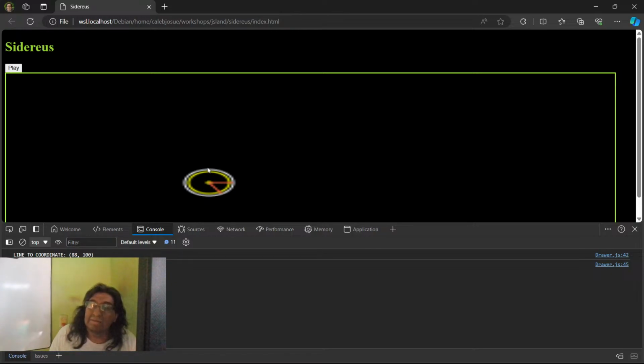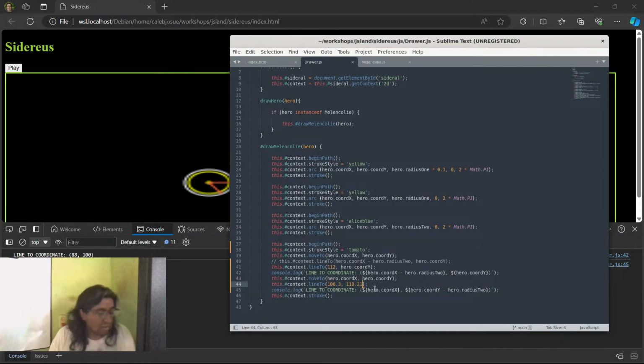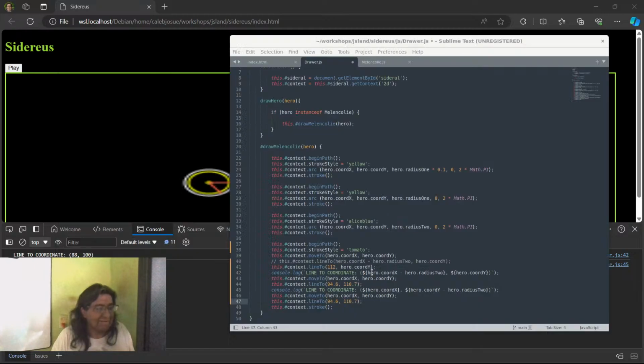So it is rotating clockwise. Or 90 degrees. It was too much. Some, oh, maybe 106.3.